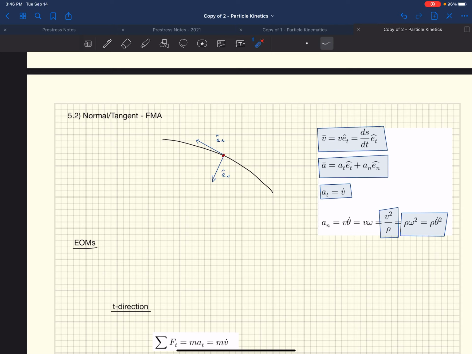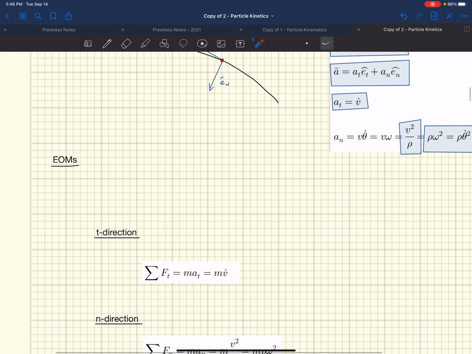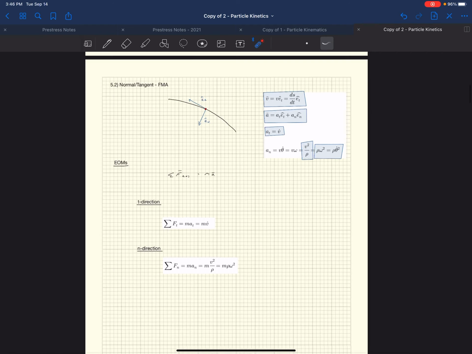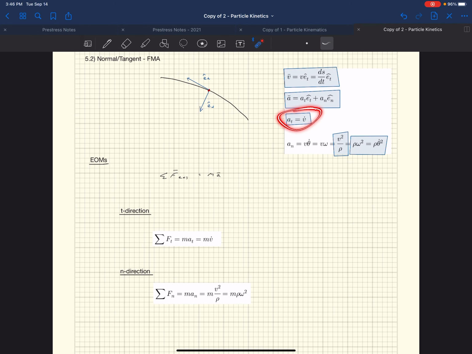So we come down to our equations of motion. Here they are right here. Sum of the forces. We start out with the same vector form: sum of the external forces is equal to mass times acceleration. So we start out with that same equation. It's just that now we have these components of the acceleration. In the tangential direction, it's equal to this, and in the normal direction, it's equal to this.